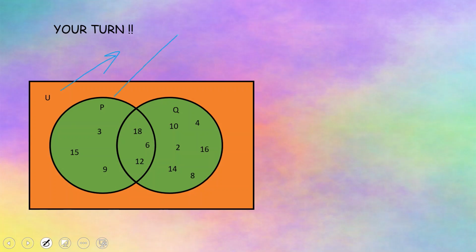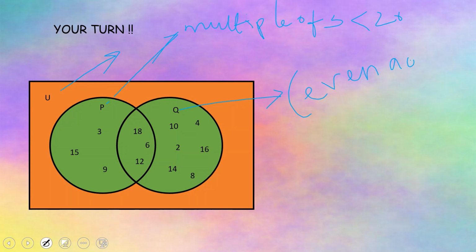ठीक है, and if we take this P set, if we consider this set as multiple of 3 less than 20. ध्यान से सुनना, if we consider this P as multiple of 3 less than 20, and this Q set, if we consider this as even numbers less than 20, and we are told to draw and label a Venn diagram to show the union between P and Q. How do you do?